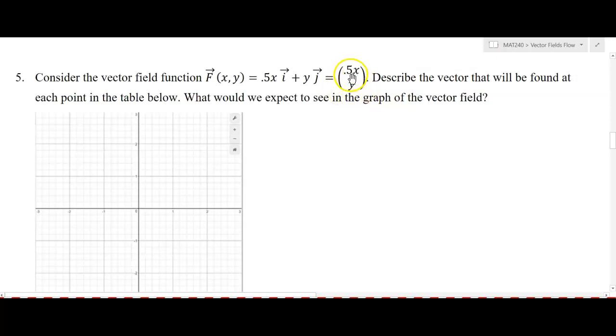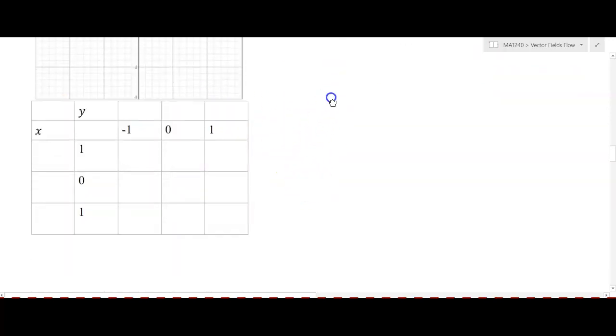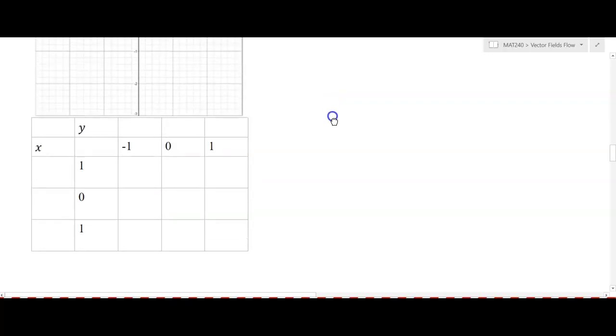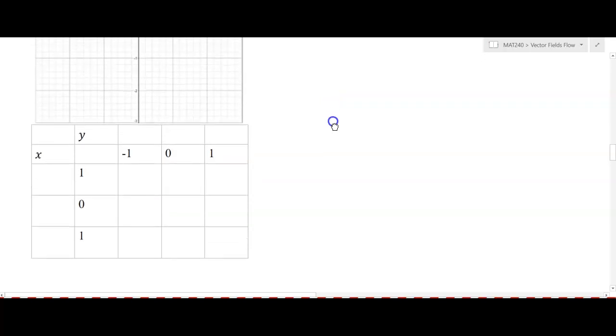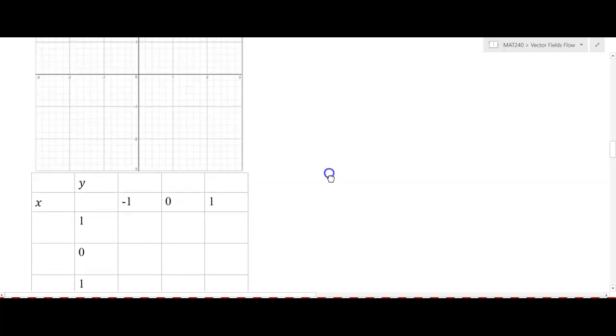And when these are negative, when x and y are both negative, then what I should see is a vector that has 2 negative components. So my guess is the vectors are all going to point away from the origin. But here we have a table of values just to generate some vectors at each of these points.